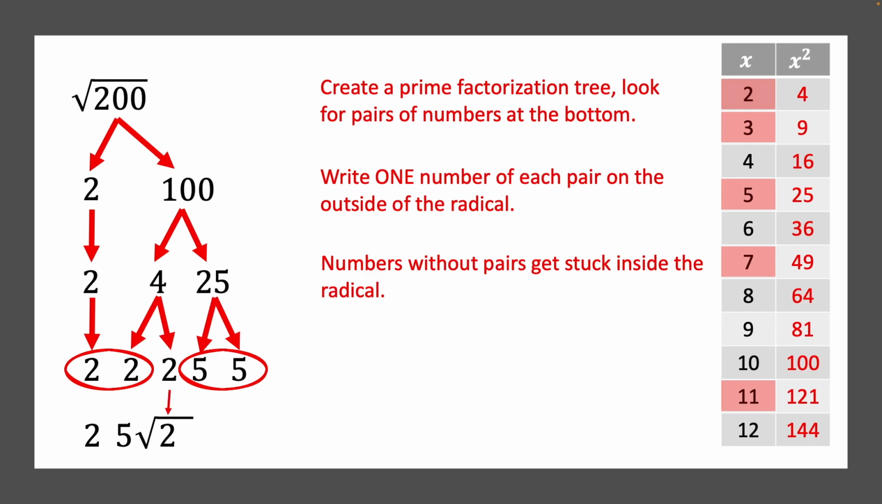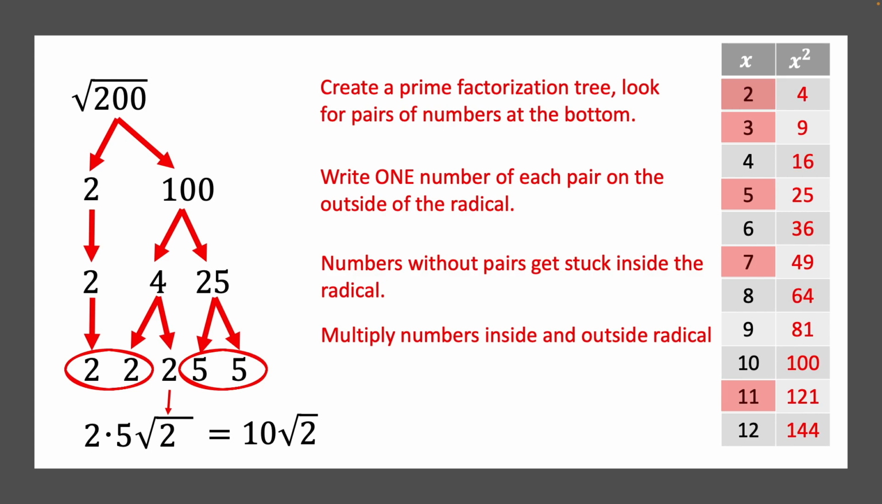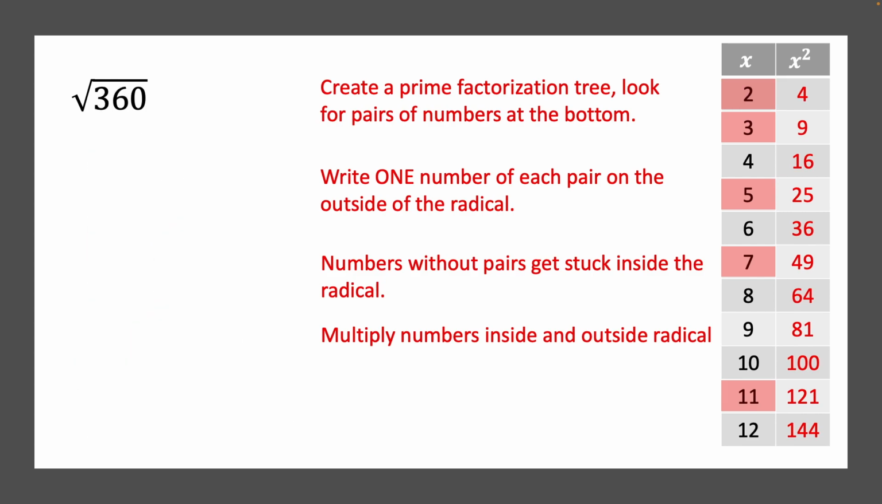What do I do with that 2 and 5 on the outside of the radical? Just multiply them back together again. So this ends up being 10 root 2. All right, why don't you try this one? Pause the video, give it a shot, see what you come up with.